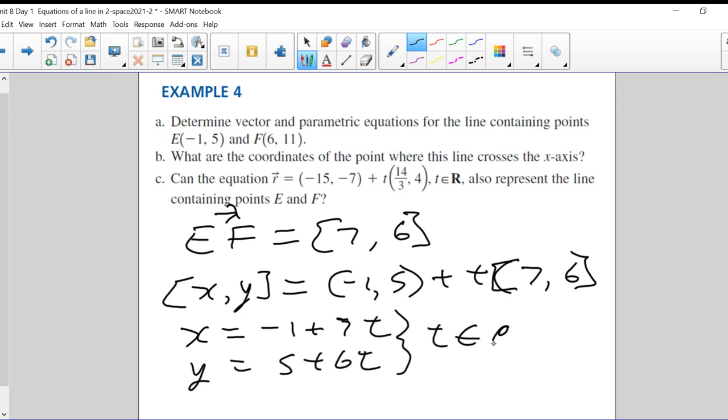T is an element of the reals. I should have put that for the first one as well. So set y to 0, solve for t, and then x. Does that make sense to everybody, what Quinn just said?